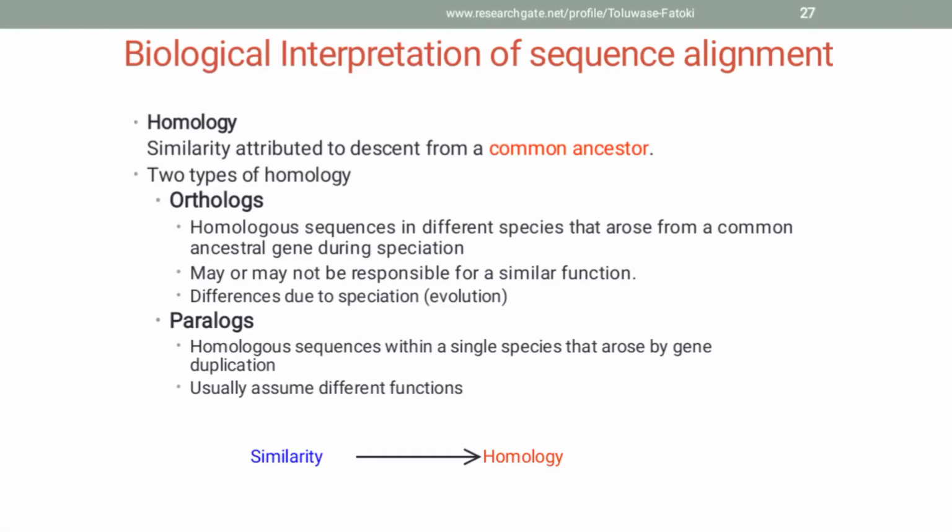Yes, we have to make sense of the interpretation of the sequence alignment. We have to understand what insights we derive from our sequence alignments. Number one, we have what we call homology. It is the similarity that you observe when you align your sequences, which can help you to inform whether they come from the same common ancestor.